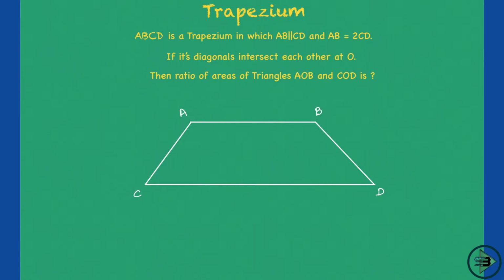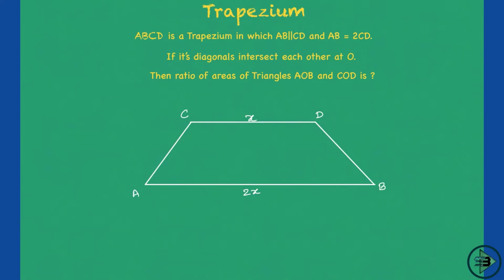AB is equal to 2 of CD. So let's make this AB now, because AB is equal to 2 of CD. Let's make this CD, and this is AB, such that AB is equal to 2 of CD. So if CD is X, AB is equal to 2X. Okay, such that you have a connection between the two sides.